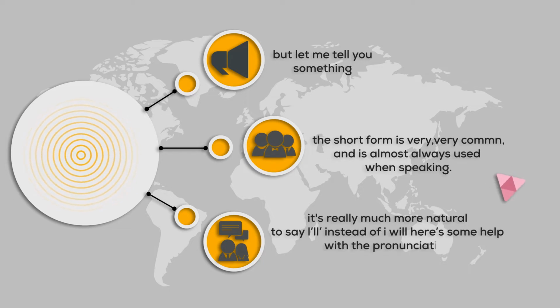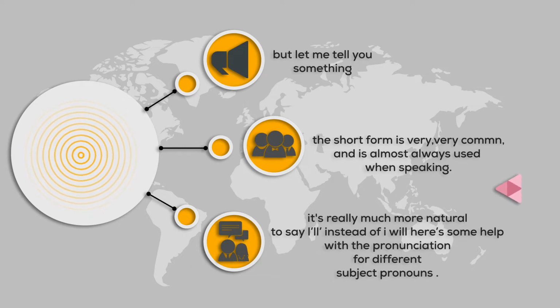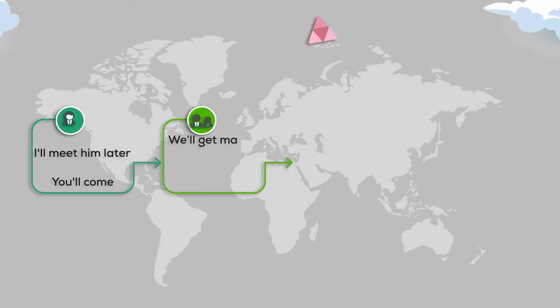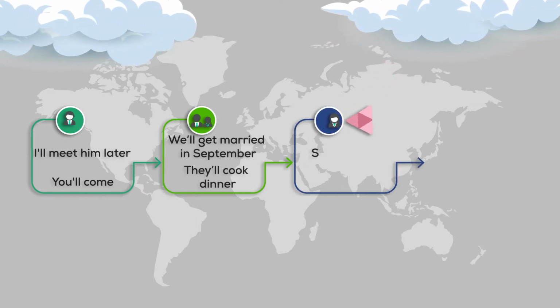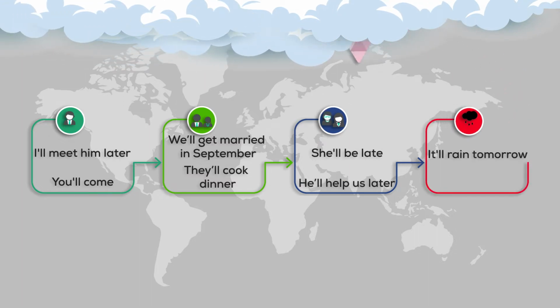Here is some help with the pronunciation for different subject pronouns. I'll meet him later. You'll come. We'll get married in September. They'll cook dinner. She'll be late. He'll help us later. It'll rain tomorrow.